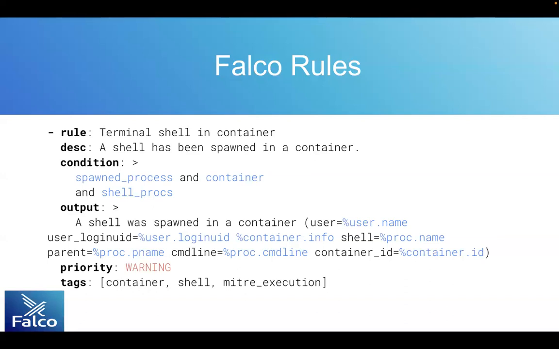Then you could set priorities. Is the alert informational? Is it something lower priority? Is it a warning? Is it something like a critical activity that's most certainly something we should be worried about? And then tags are part of that kind of automation context. So we could say, in this case, is it aligned with MITRE execution or specifically shell activity?